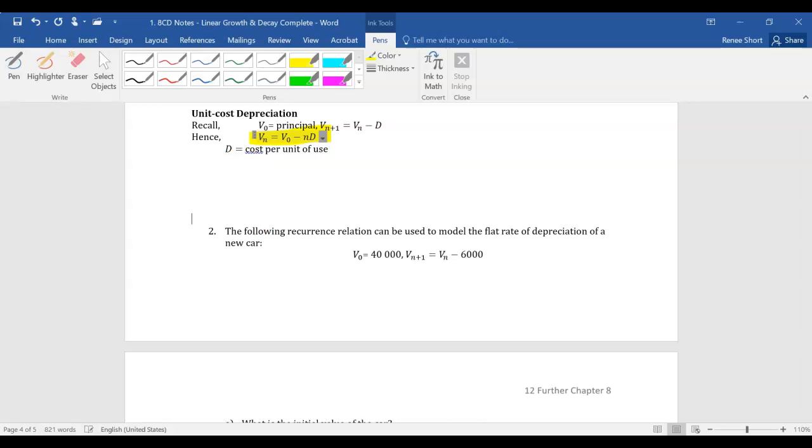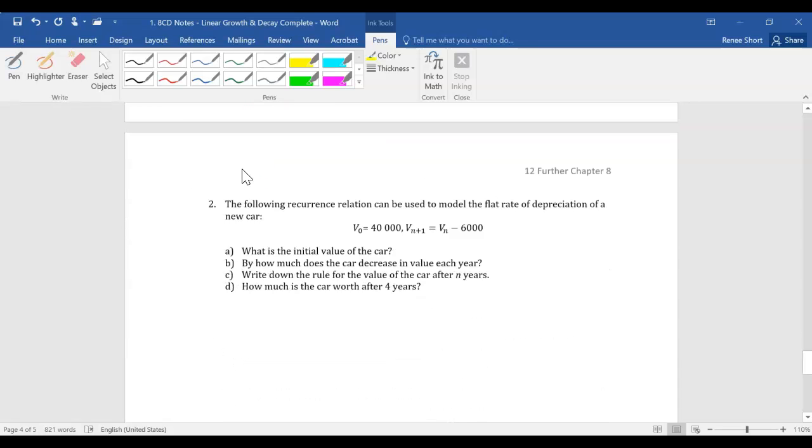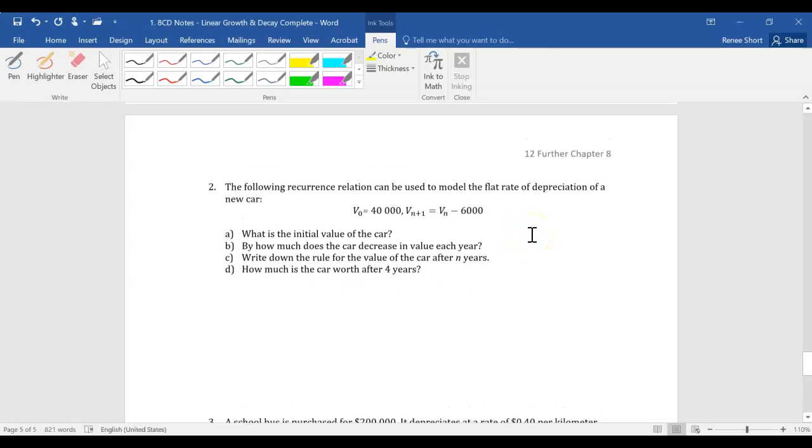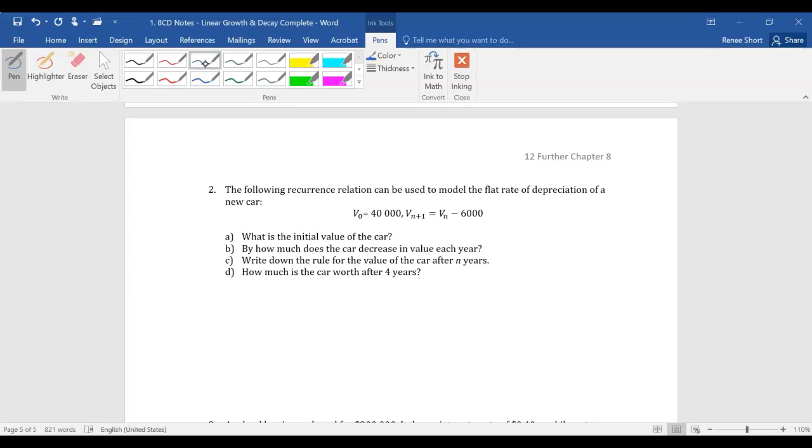I'm just going to enter this down to a new page for us. It says that the following recurrence relation can be used to model the flat rate depreciation of a new car. So this is actually the rule from the example that we did in the last video. And so it says, what's the initial value of the car? Remember, that's the V0. So the car was initially worth here $40,000. And how much does the car decrease in value each year? Well, each year we are subtracting $6,000, so it's losing $6,000 in value.